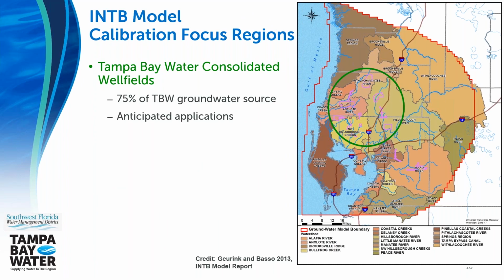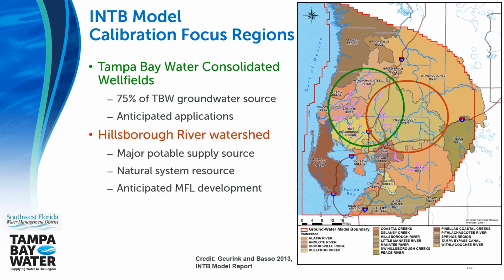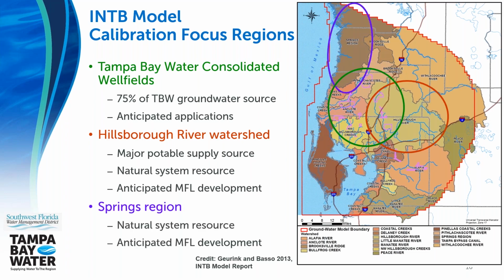There are 3 calibration focus regions for the INTB model. The first one included the Tampa Bay Water Consolidated well fields, shown in green. 75% of the Tampa Bay Water groundwater sources come from these well fields. Second, the Hillsborough River watershed, a major potable water supply source and significant natural system resource. And then the Springs region, again a significant natural system resource. Anticipated MFL development was going to occur sometime after the early 2000s.